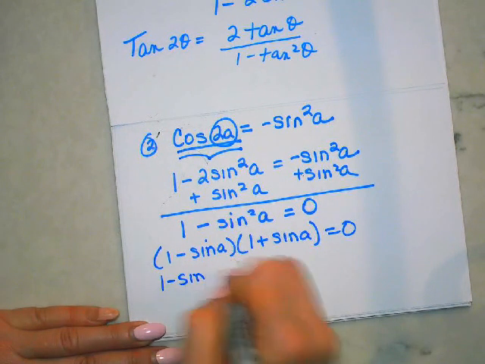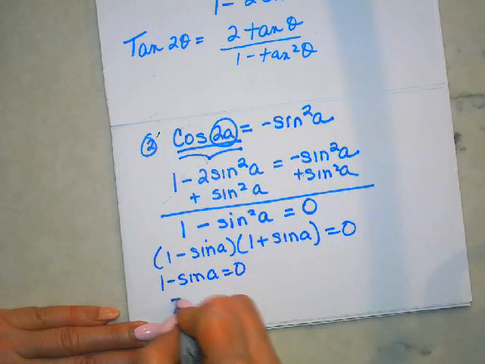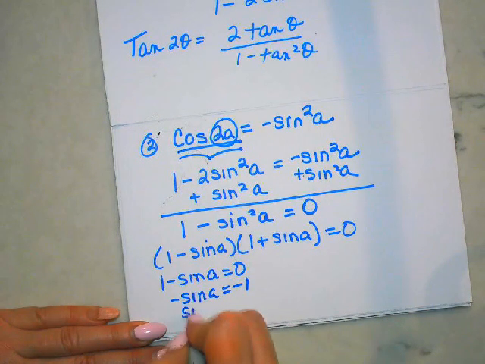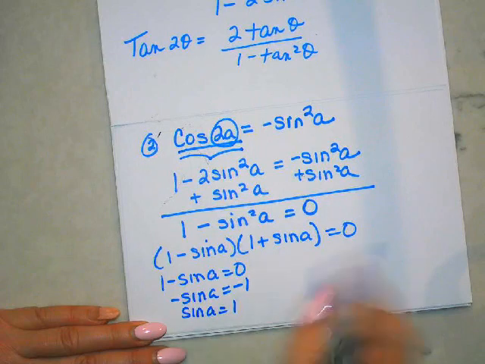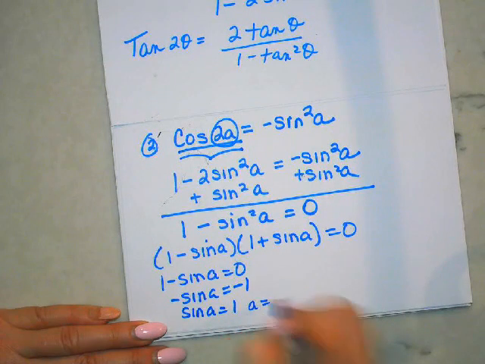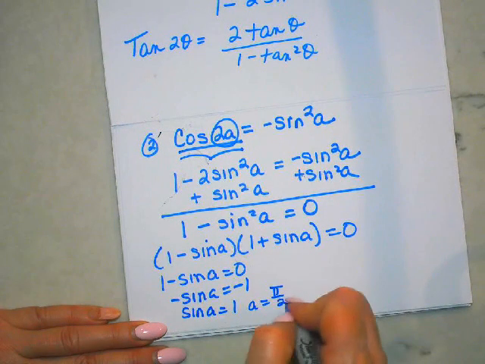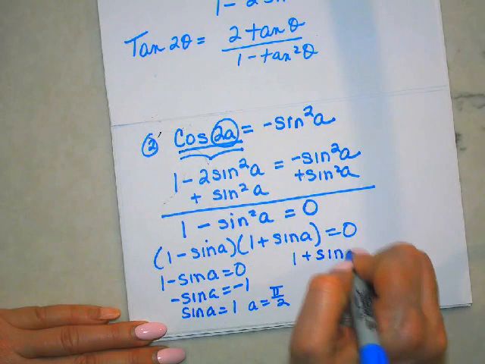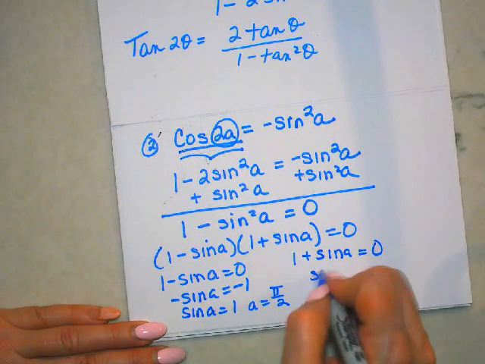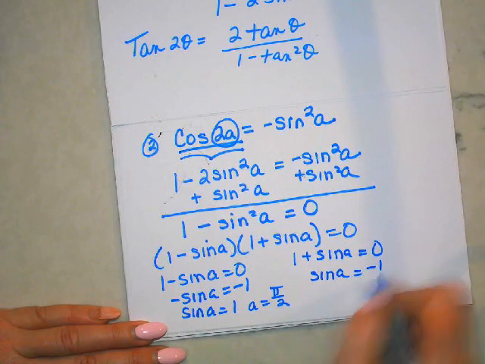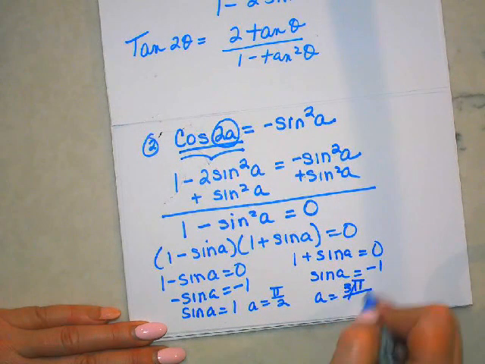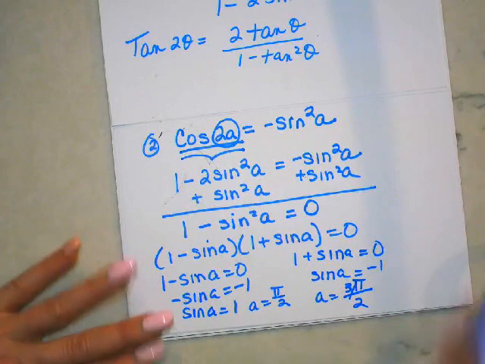This would work out to be 1 minus sine a equals 0, negative sine a equals negative 1, divide by negative 1, sine a equals 1, so a is equal to pi over 2. And then this one I could do: 1 plus sine a equals 0, sine a equals negative 1, a equals 3 pi over 2.